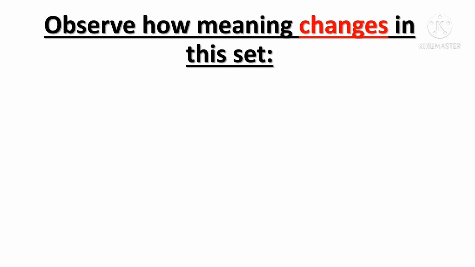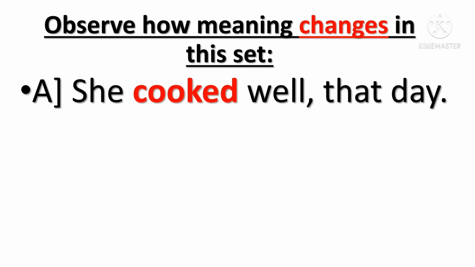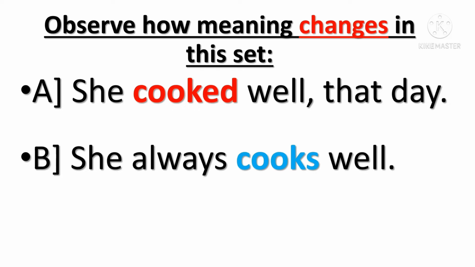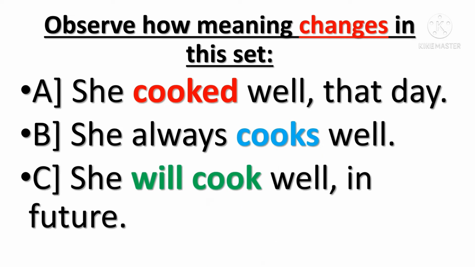Observe how meaning changes in this set. She cooked well that day. She always cooks well. She will cook well in future. There are three sentences here. The first one is in the past tense. It says, she cooked well that day. ಅವತ್ತು ಅವಳು ಚೆನ್ನಾಗಿ ಅಡುಗೆ ಮಾಡಿದ್ಲು. She always cooks well. ಅವಳು ಯಾವಾಗಲೂ ಚೆನ್ನಾಗಿ ಮಾಡ್ತಾಳೆ. She will cook well in future. ಅಂದರೆ ಈ ಹಿಂದೆ ಆಗಲಿ ಇವತ್ತಾಗಲಿ ಚೆನ್ನಾಗಿ ಅಡುಗೆ ಮಾಡಿಲ್ಲ, ಕಲಿತಾಳೆ, ಮುಂದೆ ಅಡುಗೆ ಚೆನ್ನಾಗಿ ಮಾಡ್ತಾಳೆ.